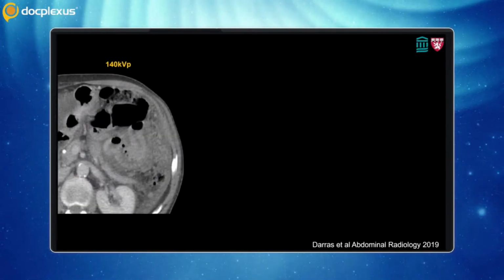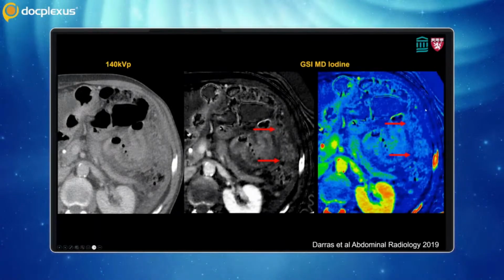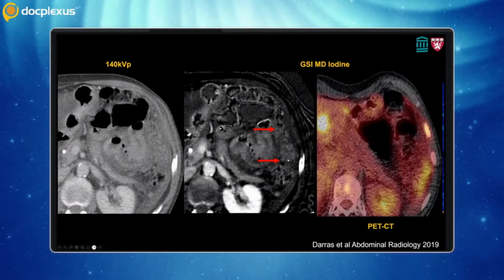Another area where we have found dual energy CT to be really helpful is in those patients where you're suspecting peritoneal disease. Now, here is a patient with pancreatic cancer who had ascites and subtle thickening in the left upper quadrant, suspicious for pancreatic peritoneal metastasis. When you look at the iodine images and the color-coded iodine maps, you can see how these small peritoneal nodules light up. This was confirmed from PET CT. So just highlighting the value of dual energy CT data sets in identifying peritoneal disease.